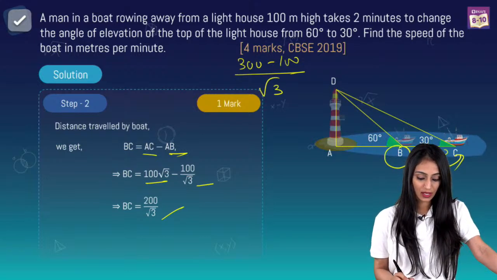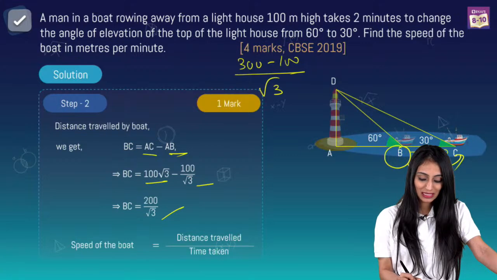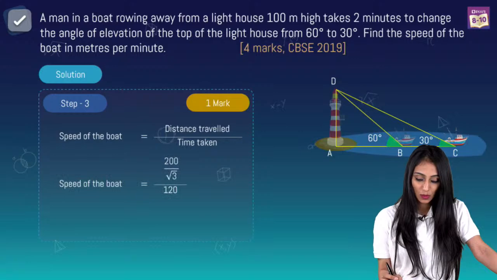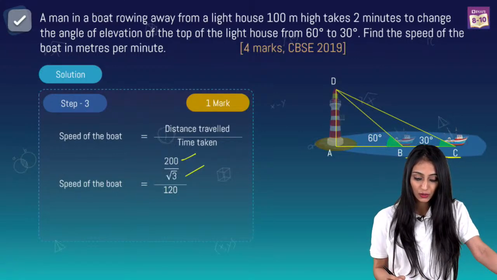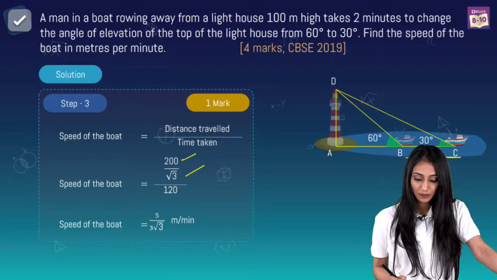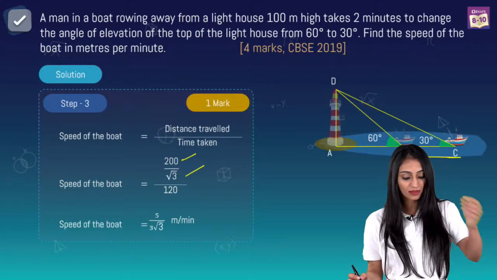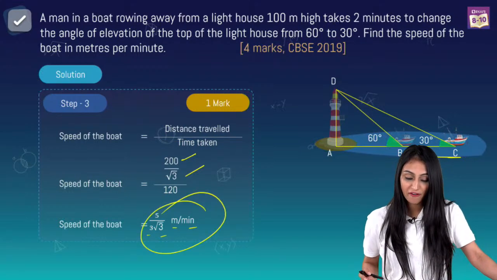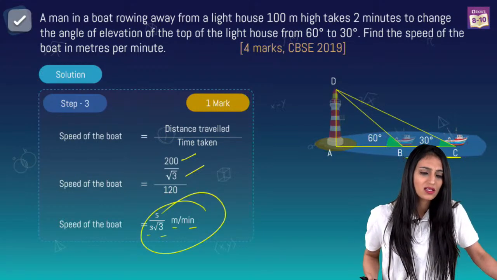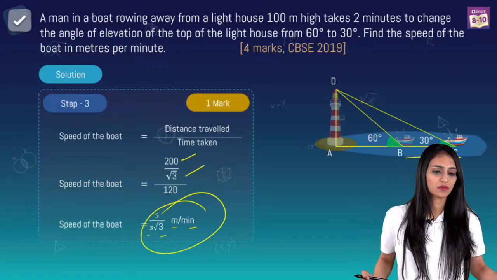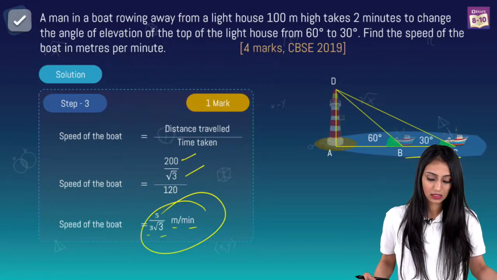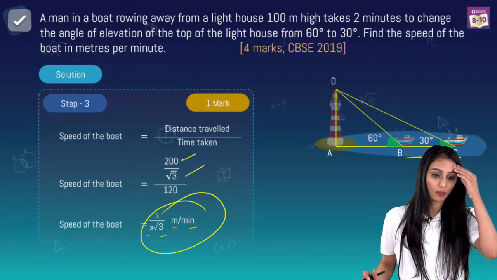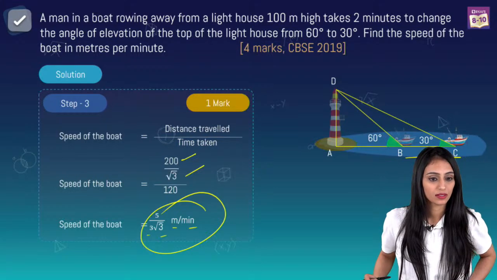So the speed of the boat. What is speed? Speed is distance traveled by time taken, right? What is the distance till here? That's 200 by root 3, and the time is 2 minutes, as given. So that's going to be 100 by root 3 meters per minute, and that's going to be our final answer. See, no need to give the answers in proper decimals. This will also work. It's not required to give the answers in proper decimals. All right.